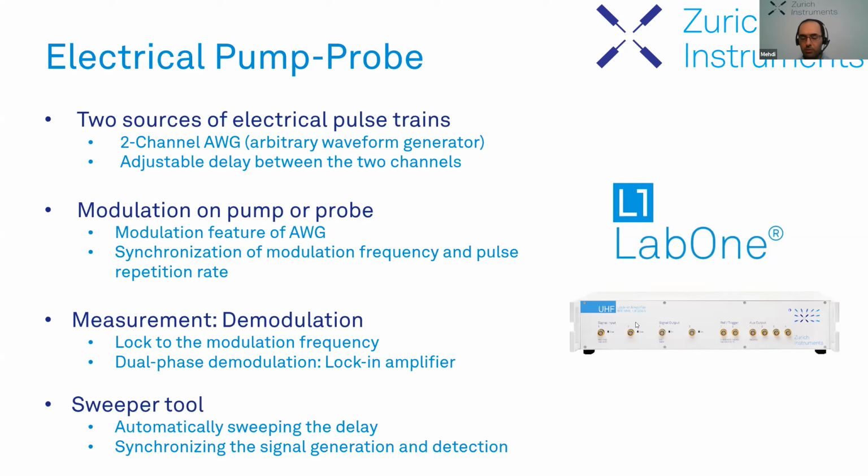So here, for example, I have one instrument, the UHF lock-in amplifier, that provides both generation and detection parts because it has an AWG as an option. And also its control software, LabOne, provides many tools, including a sweeper, to orchestrate the whole measurement, including signal generation and signal detection.